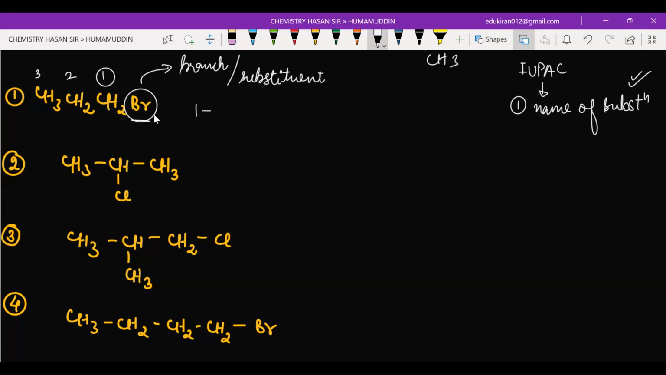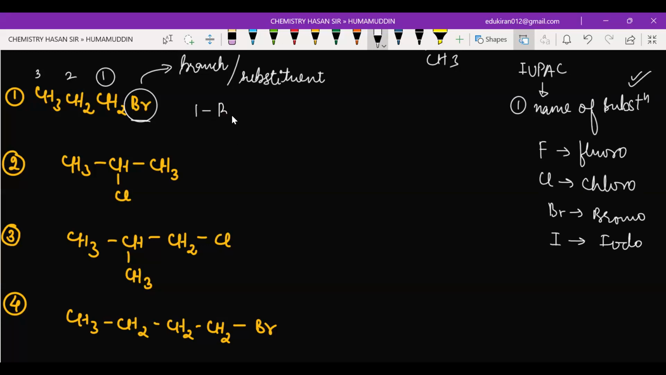So you are going to write 1, and for F we write fluoro. For Cl we write chloro. For Br we write bromo, and for iodine we write iodo. So since there is bromine, we are going to write 1-bromo. Is there any other branch other than this? No, sir.